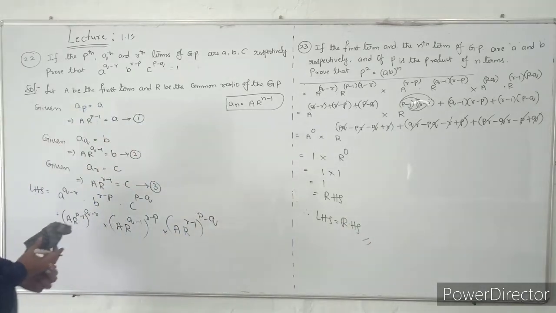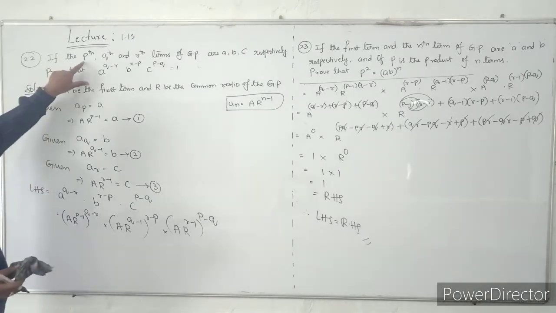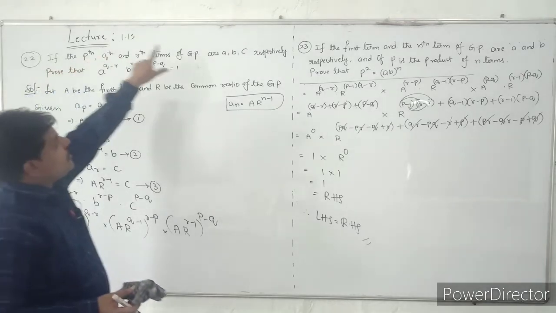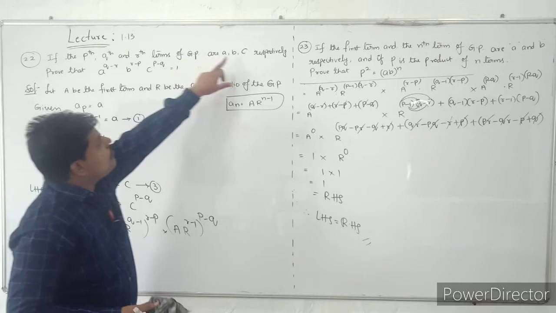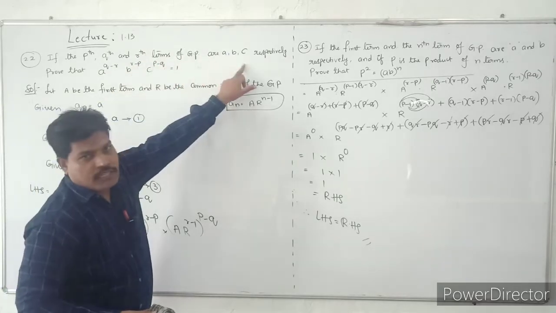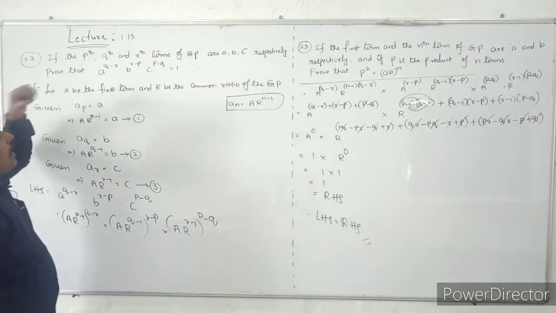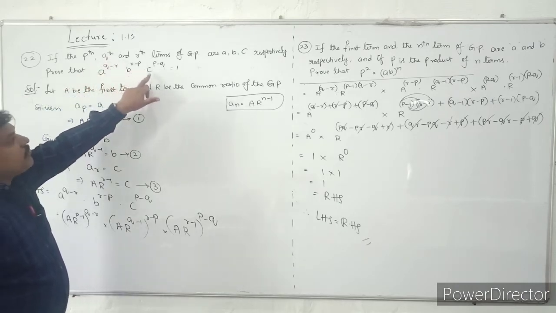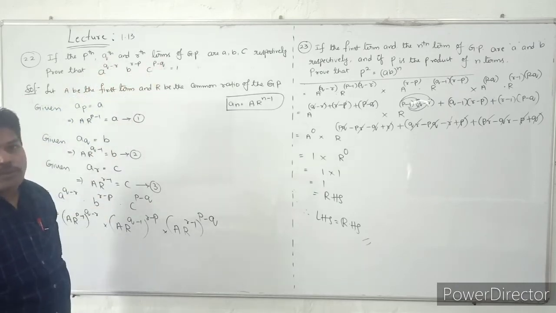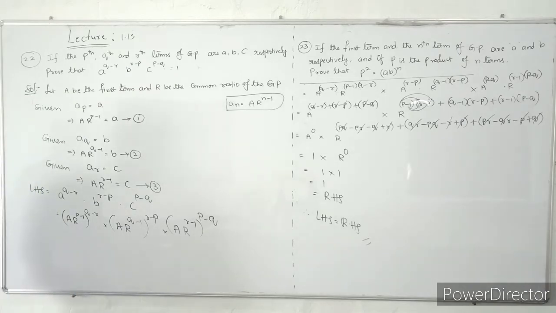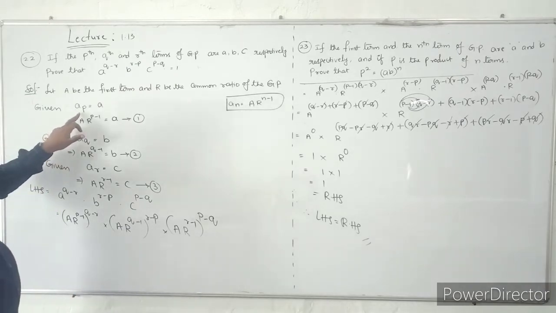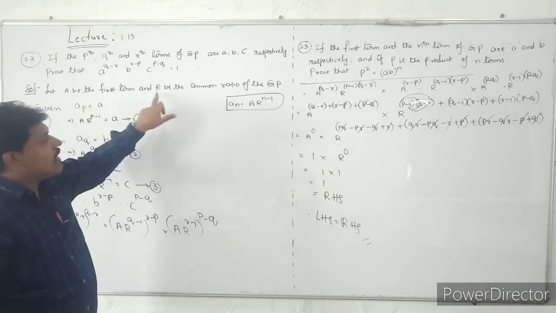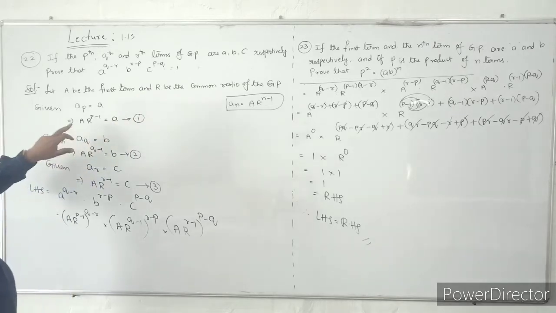What they are giving is that the pth term is a, the qth term is b, and the rth term is c. What they are asking: you have to show that a power q minus r, b power r minus p, c power p minus q is equal to 1. So first you have to take the pth term. I have taken the first term as capital A and the common ratio as capital R.